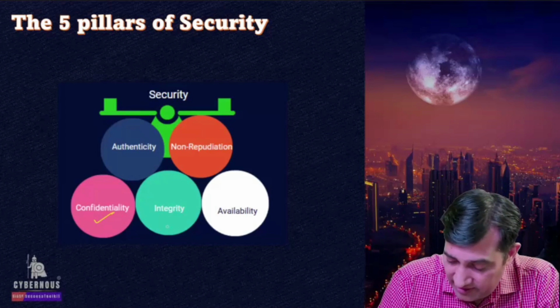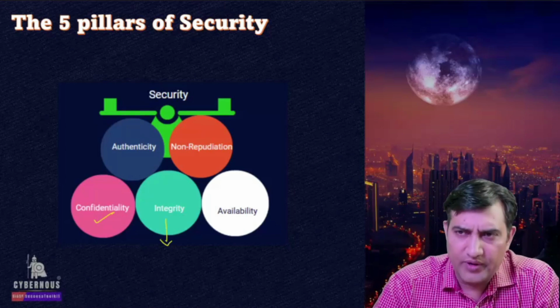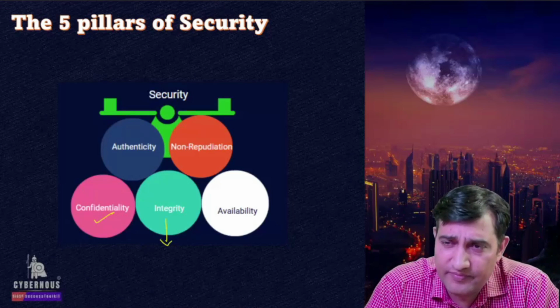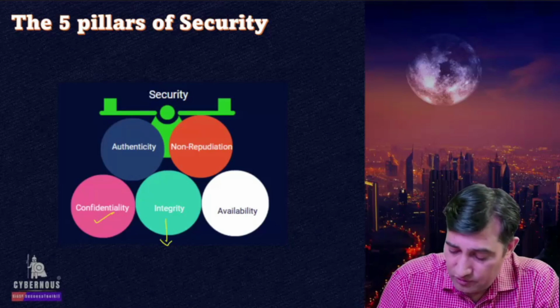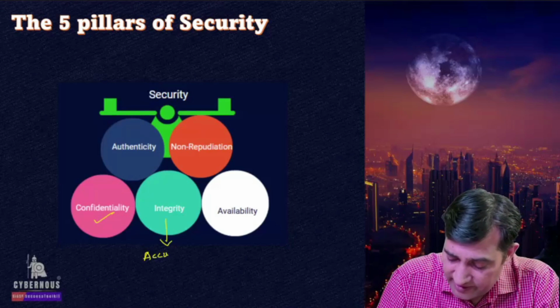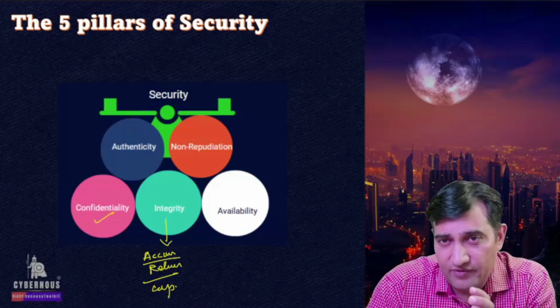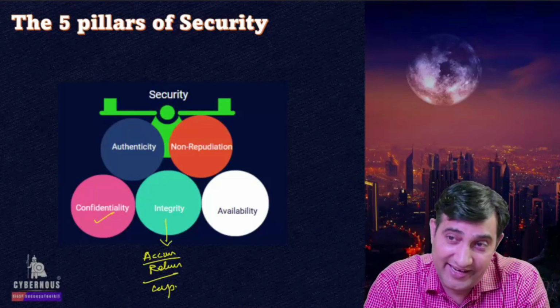Okay, now let me come back to integrity again. When you think about integrity, we all know unauthorized modification of information or the system is called an integrity problem. But at the same time, I want you to think about this from an accuracy perspective, a relevancy perspective, and a completeness perspective as well. These are some more keywords which you should tie up with integrity.